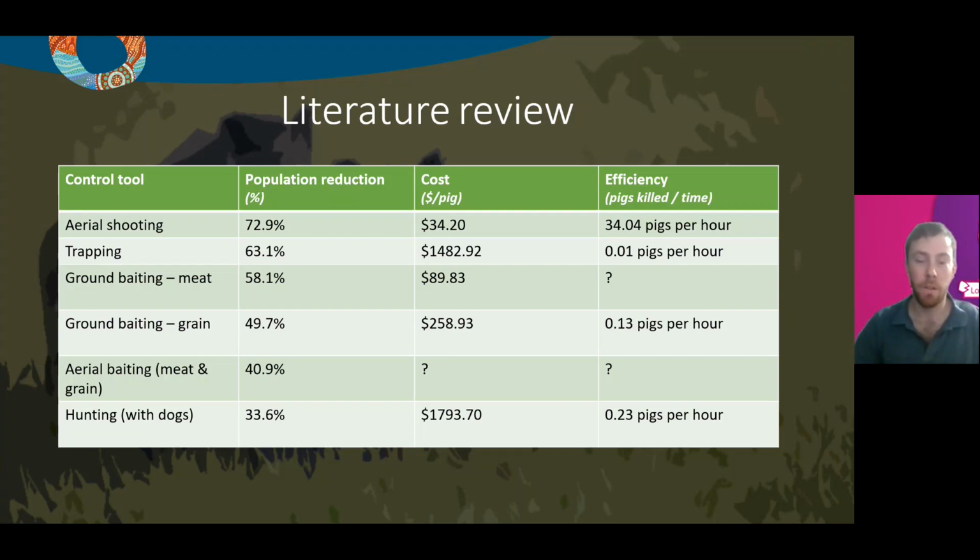Initial control efficiency, I should say, for aerial shooting was 120 pigs per hour. But over the 411-day eradication program, that was actually reduced down to 8.7 pigs per hour. So you can see how this data can be skewed by when people report the data.